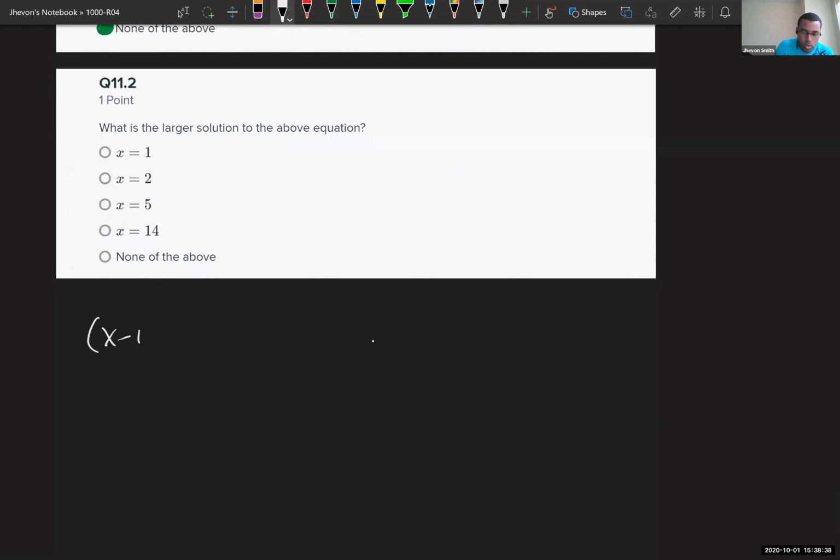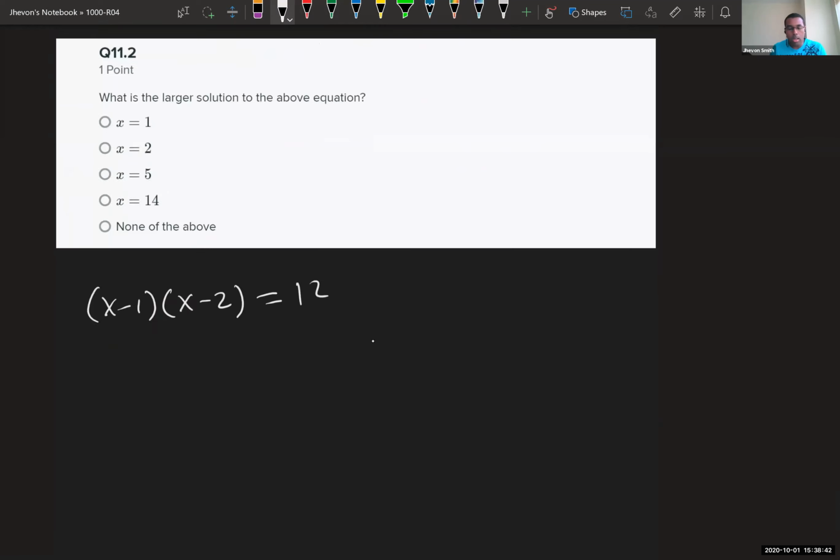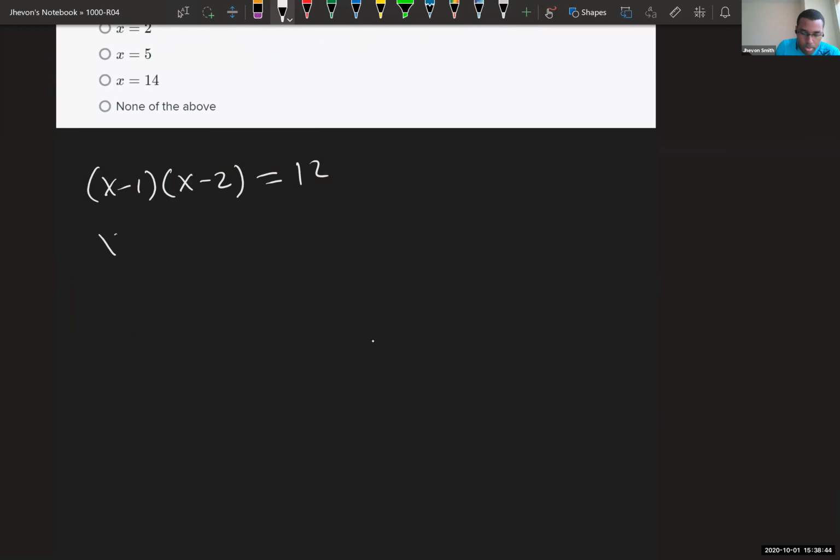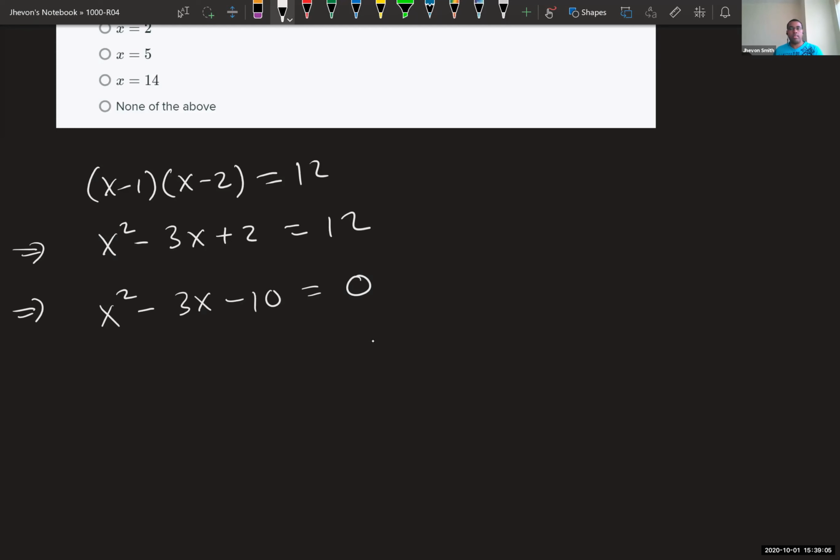So if I have x minus 1 times x minus 2 equals 12, the first thing you would do is you would expand the parentheses. And then you would subtract the 12. You would end up with that. How do we proceed?